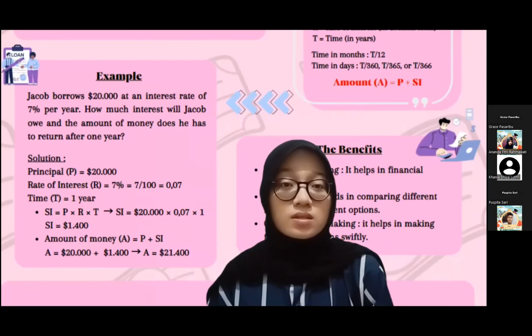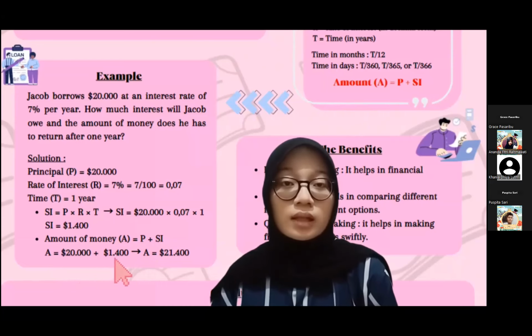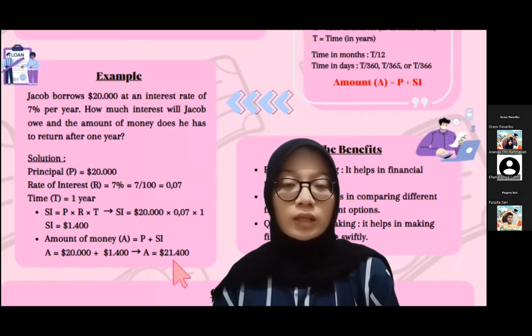First, substitute the value of principal amount and the value of simple interest into the amount formula, which is A is equal to P plus SI. The value of P is $20,000 and the value of SI is $1,400. So the equation becomes A is equal to $20,000 plus $1,400. Then add $20,000 to $1,400, and the sum is $21,400. So we got the amount of money that Jacob has to return, including interest after 1 year, is $21,400.